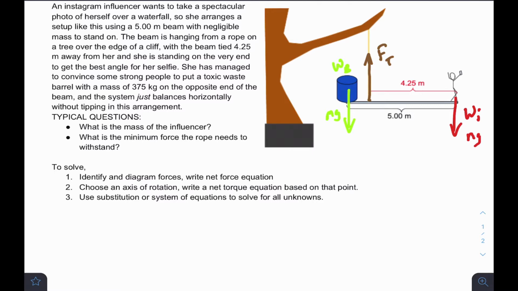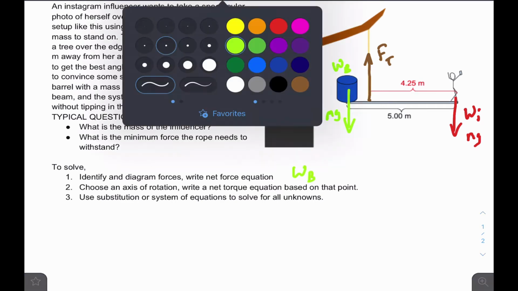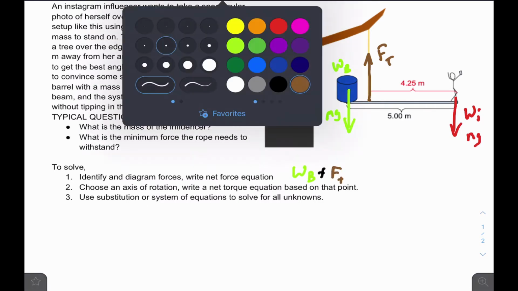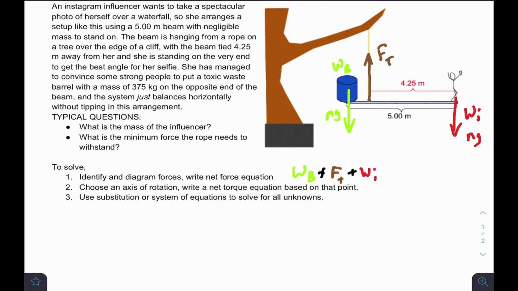So we can still write WB plus force of the tension plus weight of the influencer equals zero. That's our net force equation. We could write, if we wanted to, Ft equals WB plus Wi, or it equals negative WB plus Wi, I should say, because they're in opposite directions. But this is a way to write this.